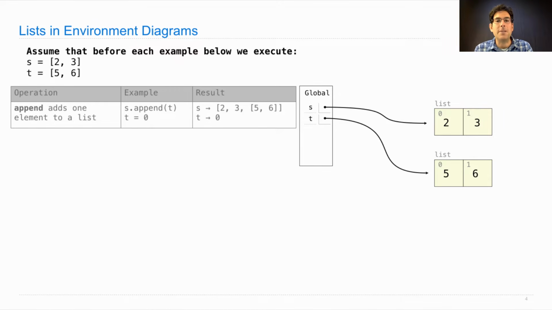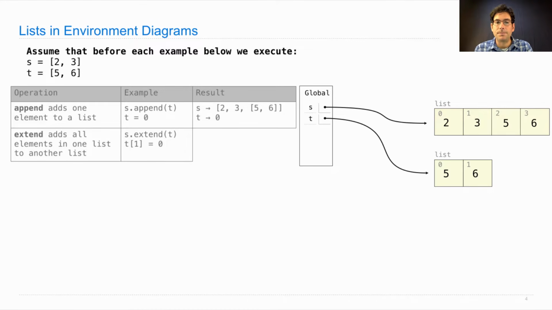Okay, let's start over and take a look at extend. Extend adds all elements in one list to another list. So S.extend(T) will add to the end of S the elements 5 and 6. Now if I assign T[1] equal to 0, I will change this element to 0, but that won't affect what's in S because S just contains a bunch of numbers.